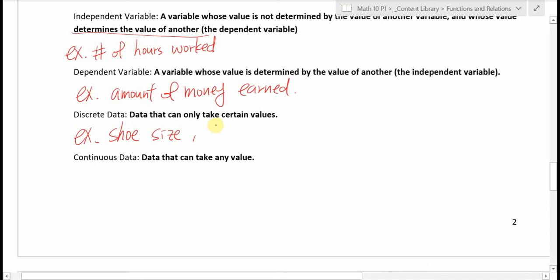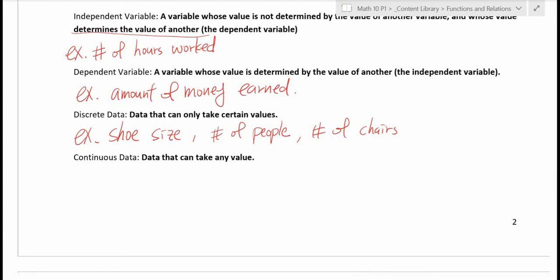For example, number of people. It only takes whole numbers, right? There is no 1.35 people. It's either 1 person, 2 people, 3 people, 5 people, 10 people, 1,000,000 people, and so on. There is no fraction of a person, right? So it only takes certain values. Number of chairs, right? Again, in this case it does not take fractions. There's no 3.5 chairs. So these are what we call discrete data.